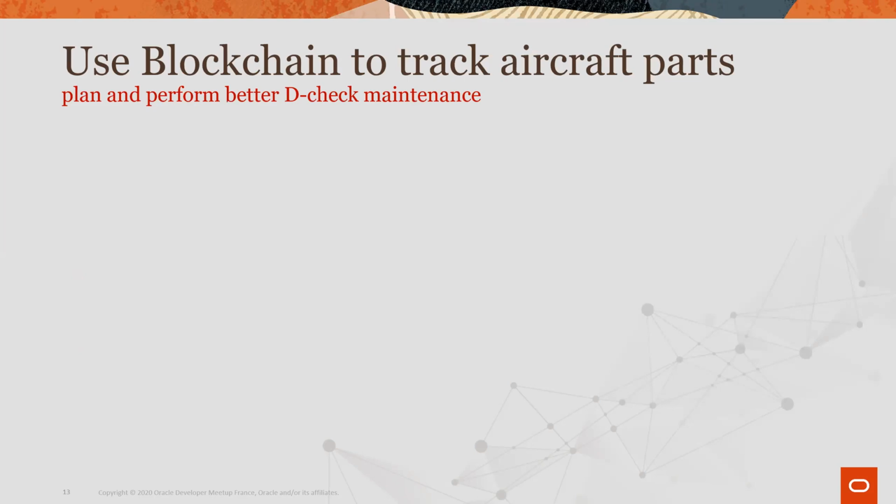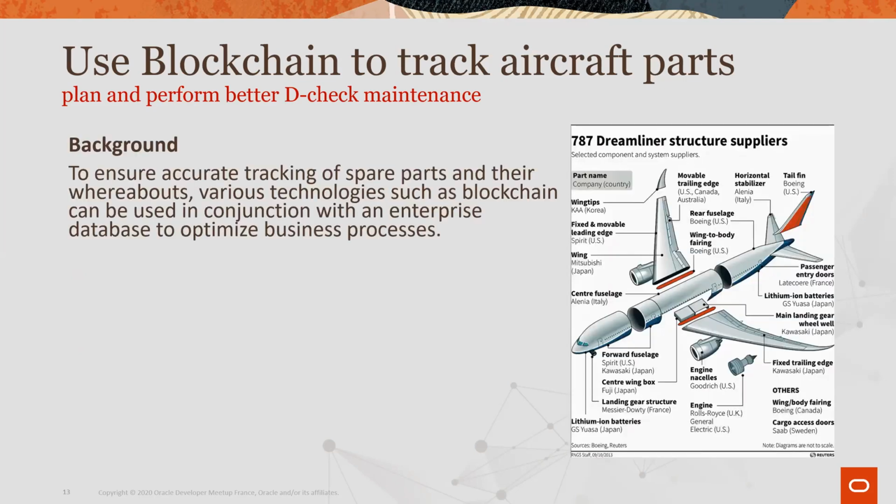And with this, we can plan and perform a better D-check maintenance and speed it up a little bit. For this use case, in the picture at the right side, you see a 787 Dreamliner and the structure of all its components and its suppliers. To ensure the accurate tracking of these spare parts and their whereabouts, whether it's in the warehouse of the airline or at the manufacturer itself, various technologies are used, where we use COZMO, a little bit of IoT, but also things such as blockchain can be used in conjunction with, for example, an enterprise database to optimize the business processes.